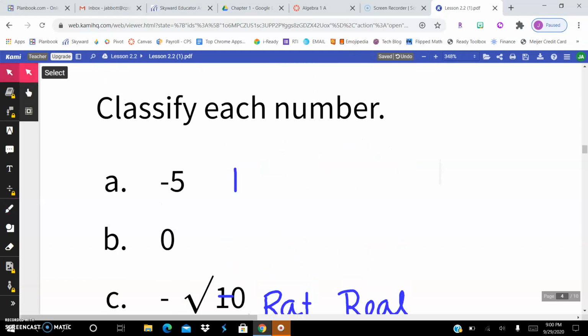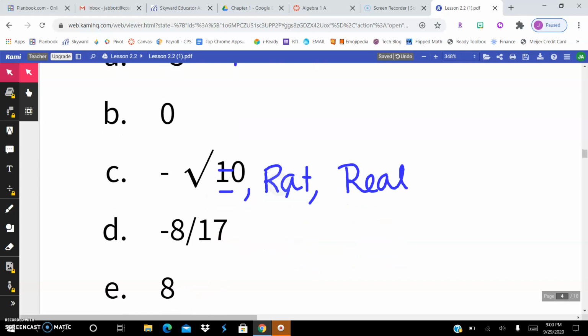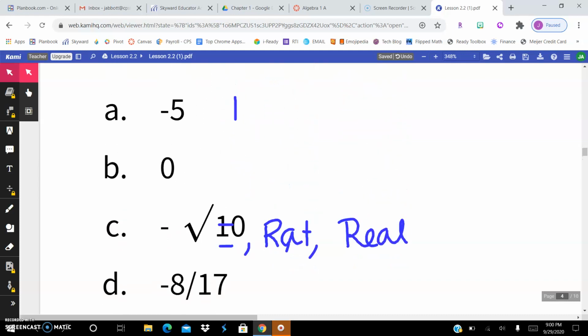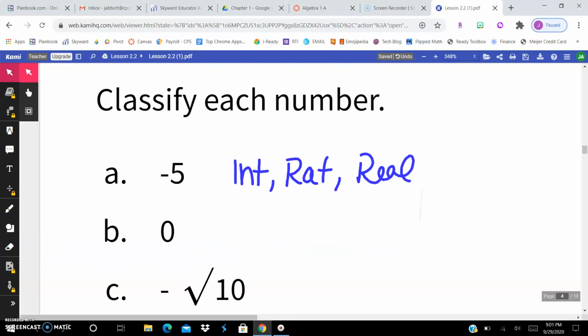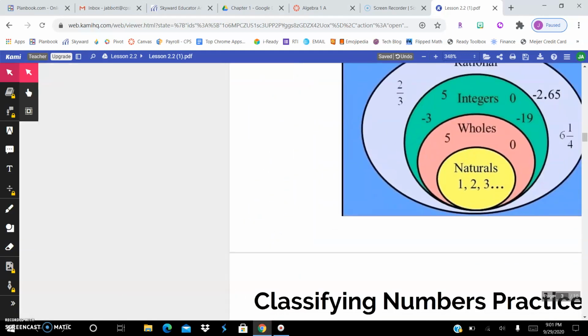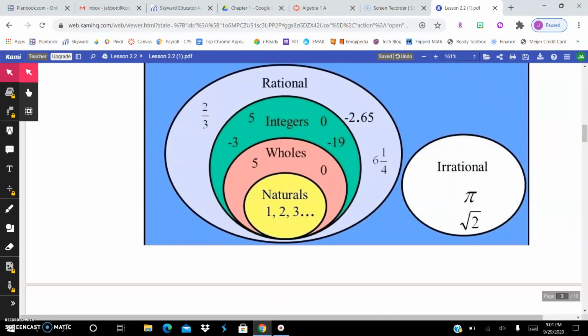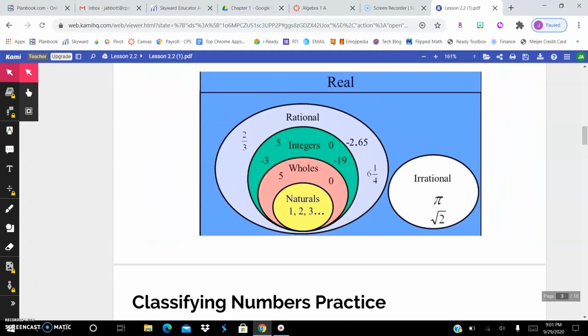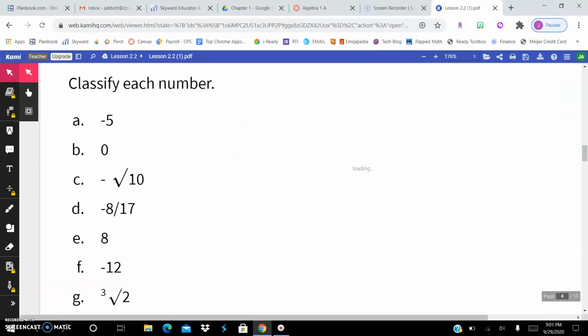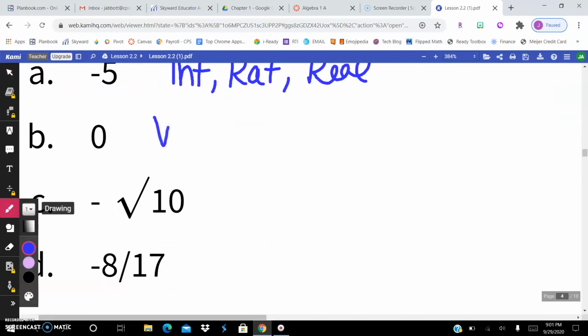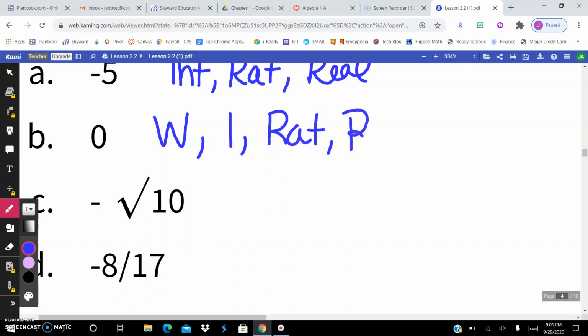0, if I go back, I just moved all of that, so I'm going to have to erase it. All right, 0, if we go back up here, 0 is in our whole number oval or circle. And whole number is inside of integers, integers is inside of rational, and rational is inside of real. So whole, integer, rational, and real.